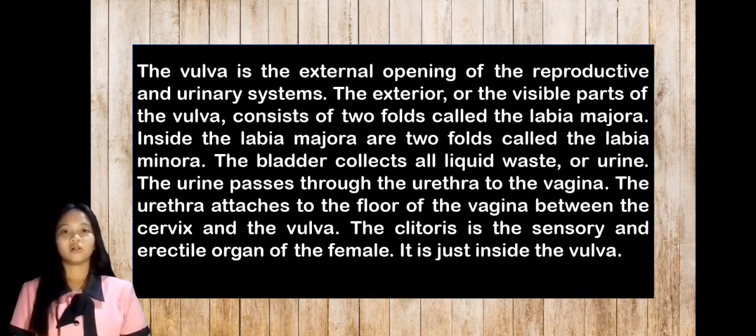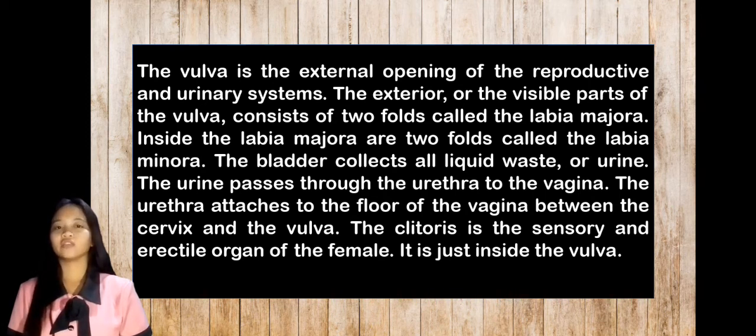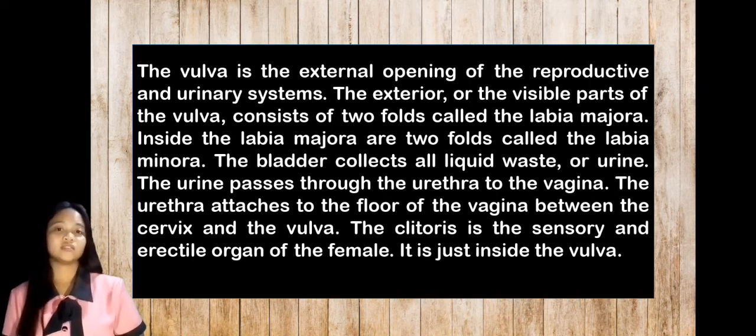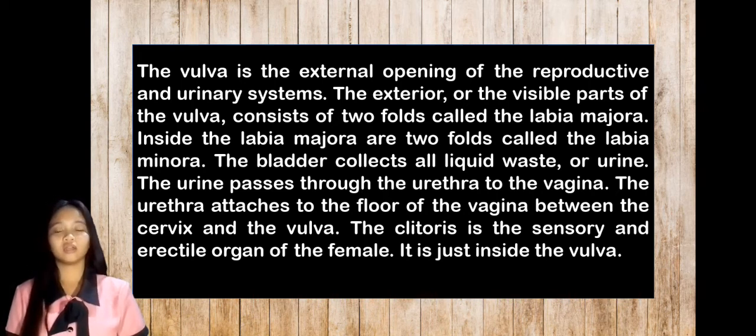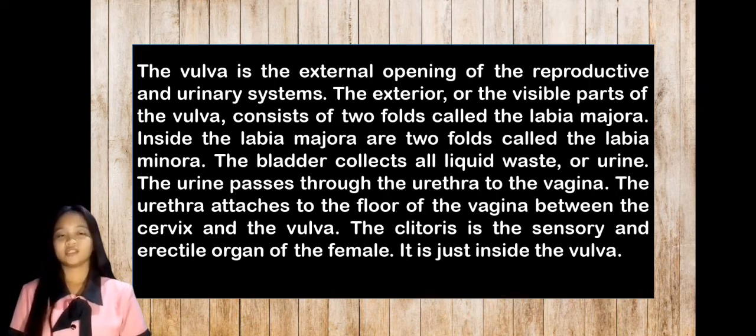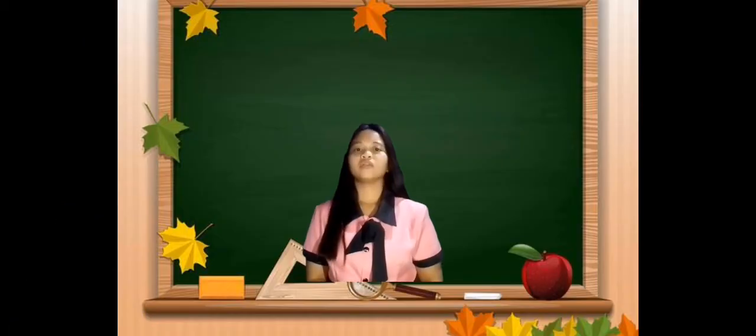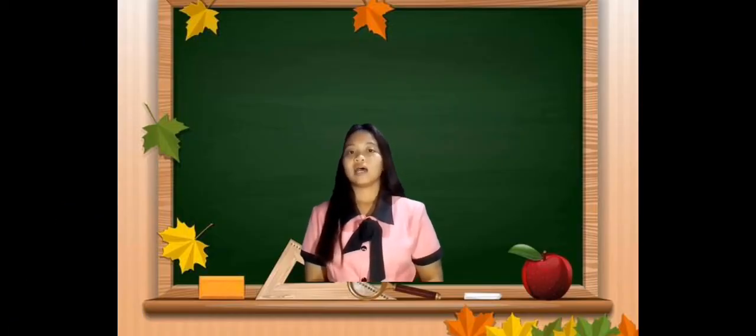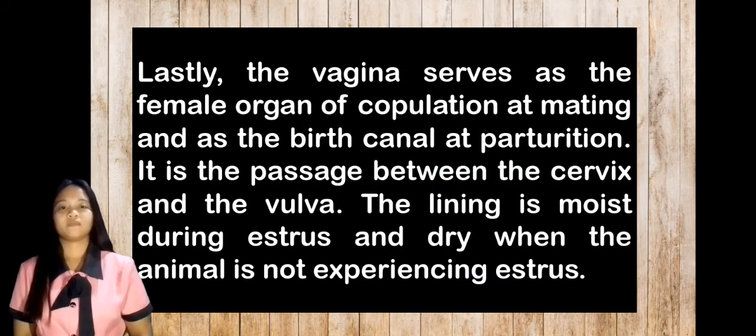The bladder collects all liquid waste or urine. The urine passes through the urethra to the vagina. The urethra attaches to the floor of the vagina between the cervix and the vulva. The clitoris is the sensory and erectile organ of the female. It is just inside the vulva. The clitoris develops from the same embryonic tissue as the penis in the male and produces sexual stimulation during copulation.